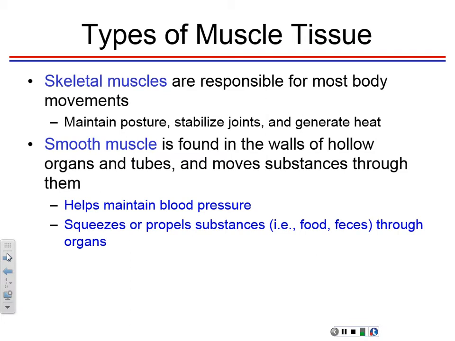All right. So smooth muscles, very important. Like I said, the blood vessels. The blood vessels have smooth muscle in them, and so it helps to maintain the blood pressure. All right. And then also the digestive system. All right. So this would be the vascular system.